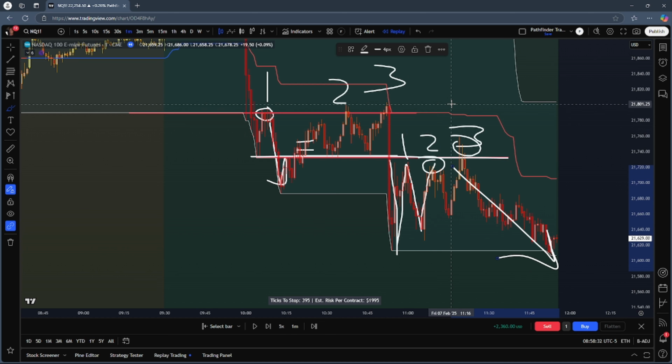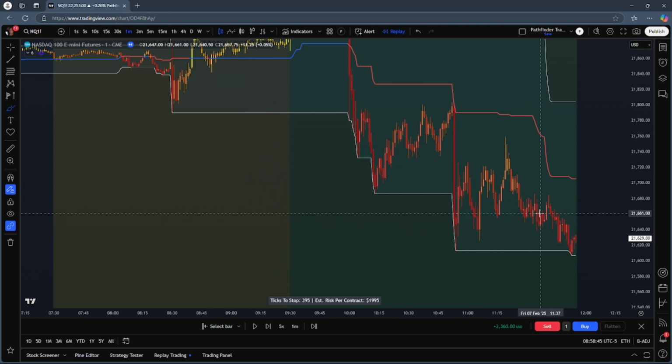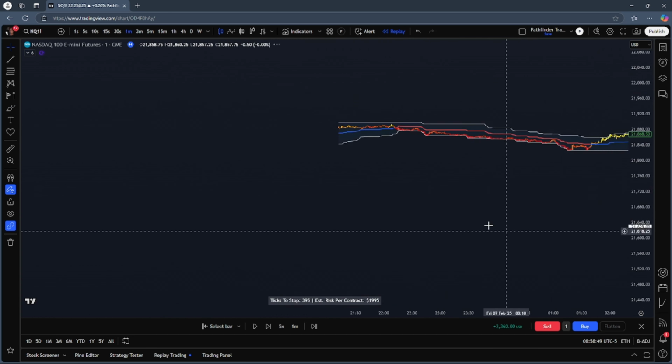Okay? You don't always get 3 tests. In this scenario, there was 3 tests both times, and then the market continued to the downside. Okay? Those are your sell entries. Let's look for some buy entries.